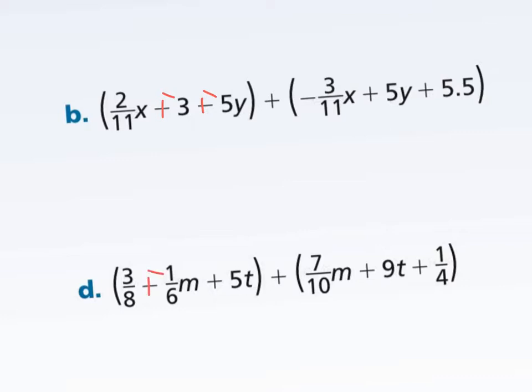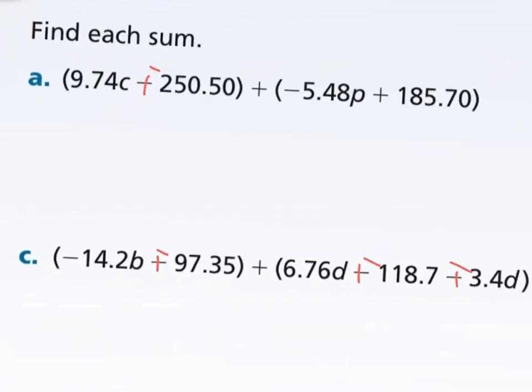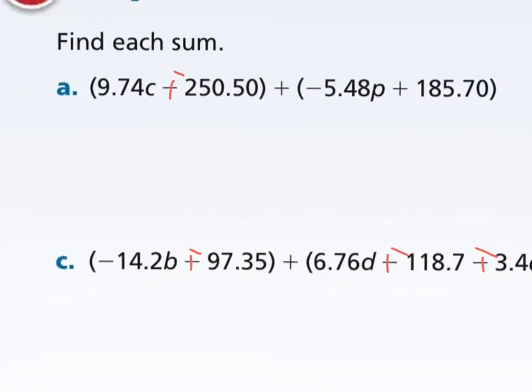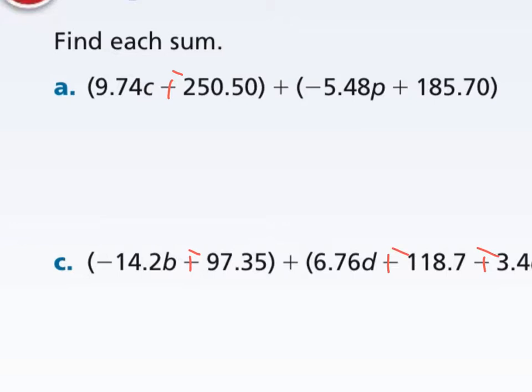Okay, always 2 sign changes when we add the opposite. Subtraction to addition, and then the opposite of the number that's there. Alright, so let's go ahead and look at part A. So if we notice on part A, again, I went ahead and added the opposite on the subtraction part.